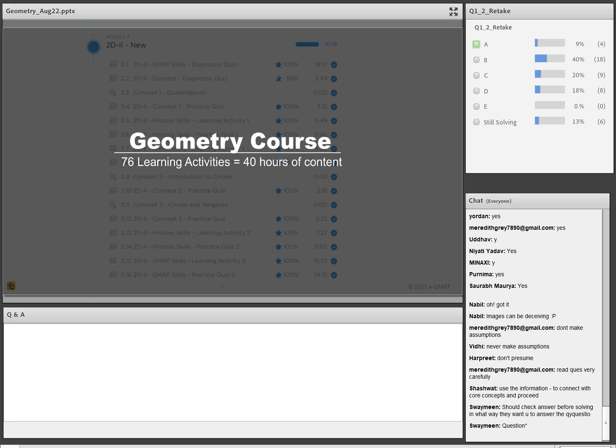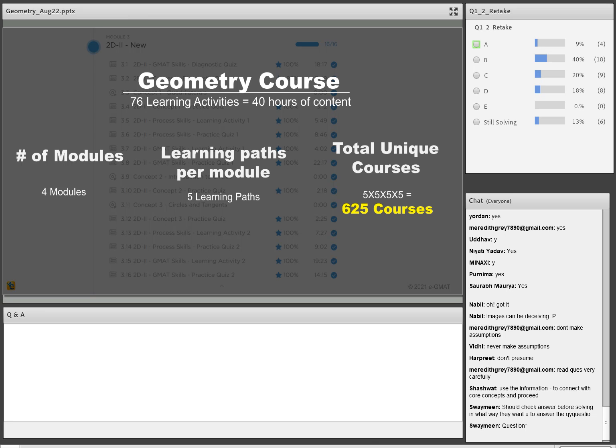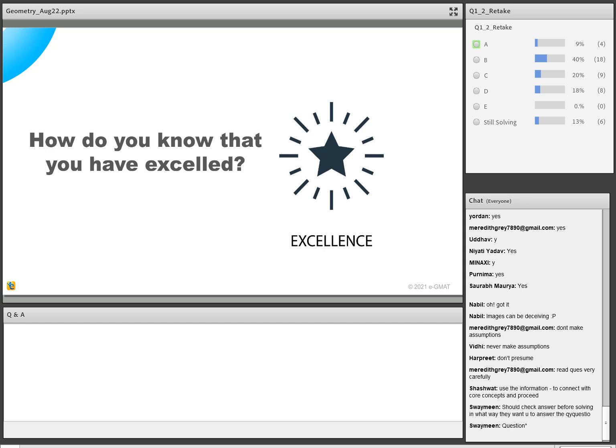So you have diagnostic tests through which you understand what your starting score is. There are a total of 4 modules, and there are 5 learning paths for every module. That is essentially 625 courses that you can generate from one single course. That's the level of adaptiveness that we are talking about over here.